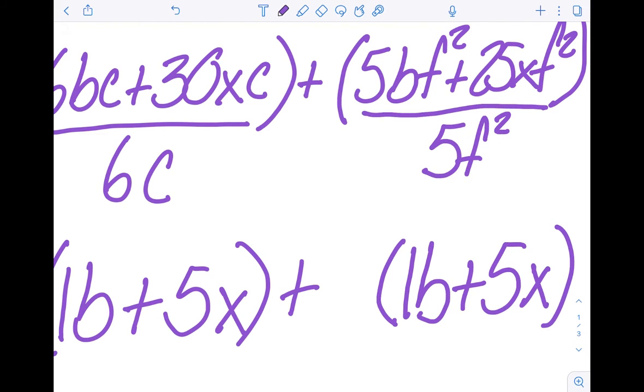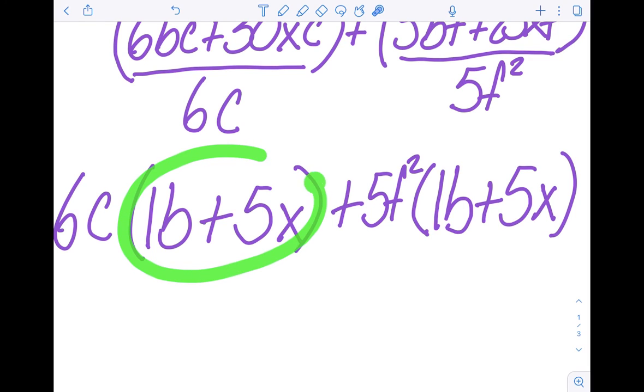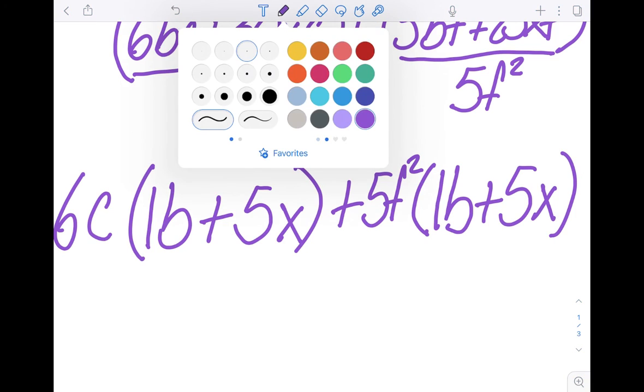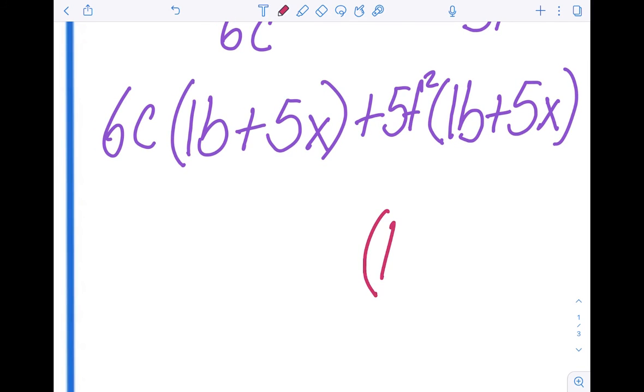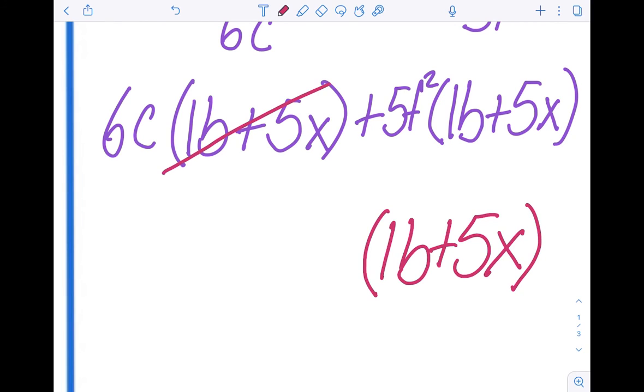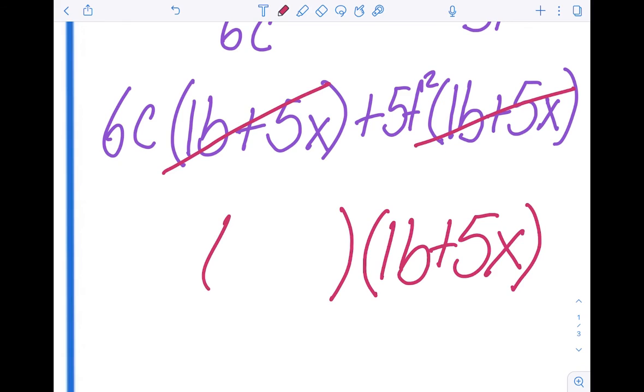So what I divided by was 5f squared. So I know you already noticed 1b plus 5x, 1b plus 5x. Those two are the same. So I'm going to write them over here as 1 parentheses, 1b plus 5x. And I can cross them out. And what's left over is 6c plus 5f squared. 6c plus 5f squared. And there you go.